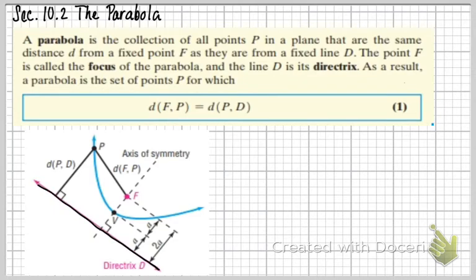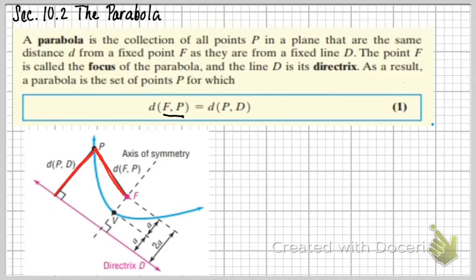That's my directrix. As a result, a parabola is the set of points P for which, now they're saying d(F,P), and that means distance from F to P. So that would be here. That's my distance from F to P. And they say that has to equal the distance from P to D.